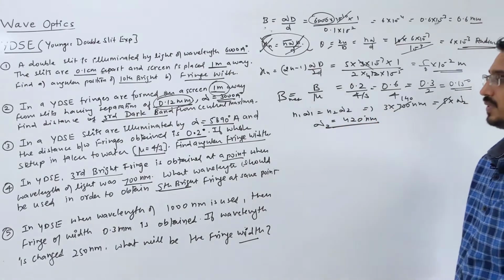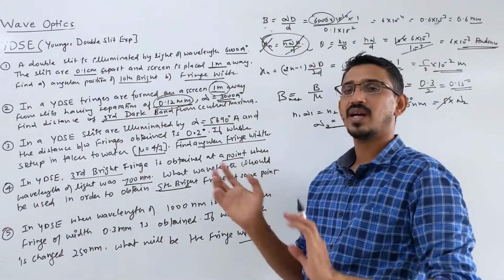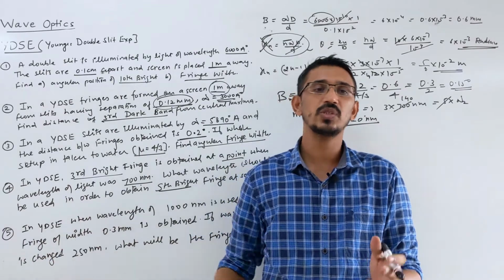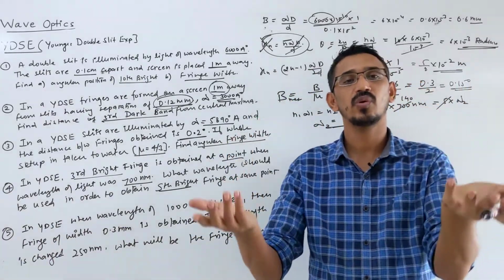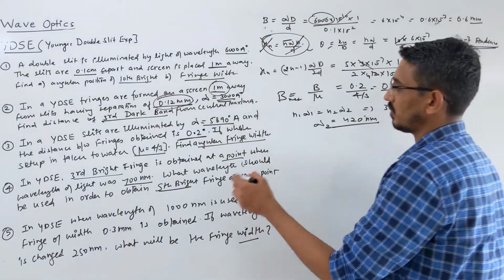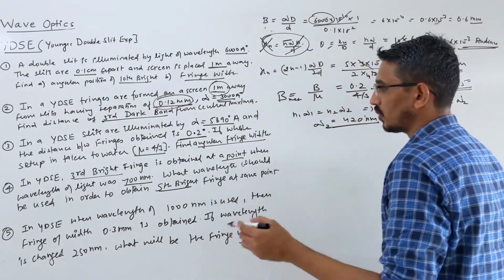The same question can be asked for dark fringes. At some distance we see 10 dark fringes. What wavelength should we use so that we can see more or fewer fringes? Okay, this was question number 4. Let's move to question number 5.